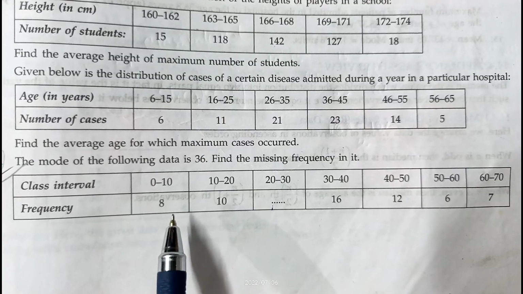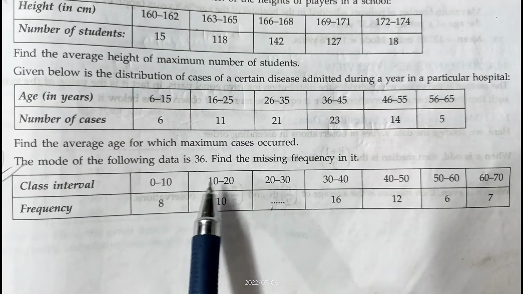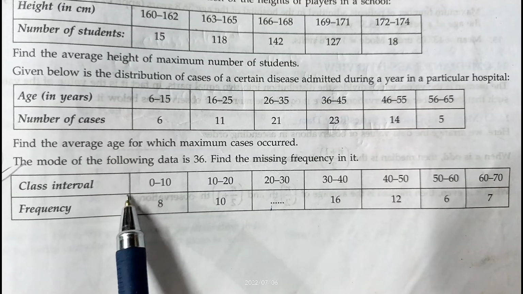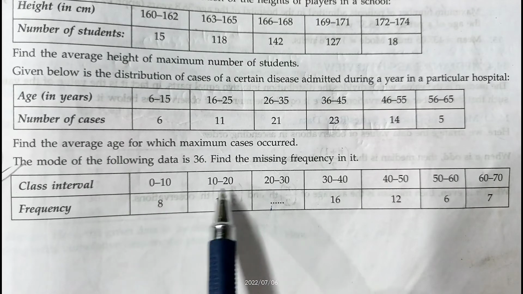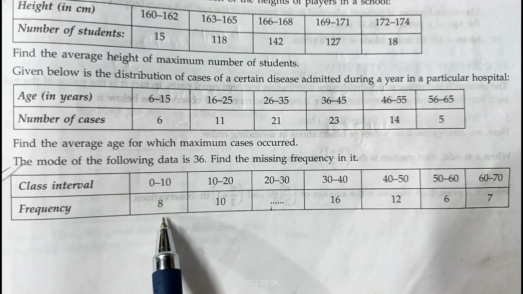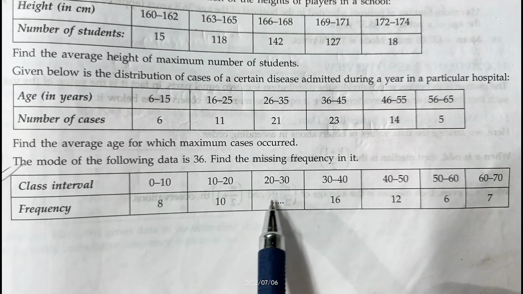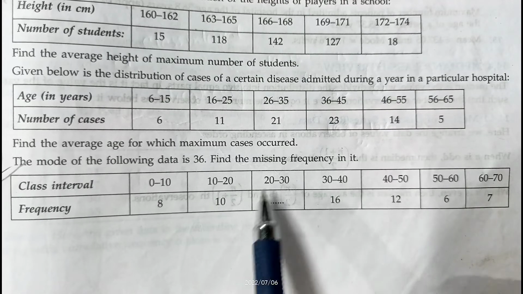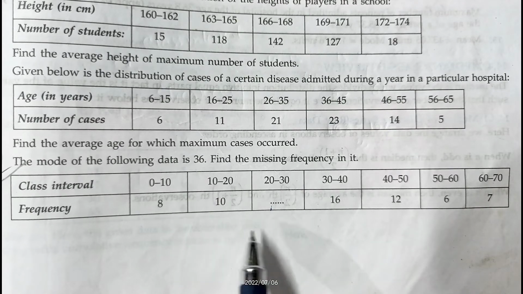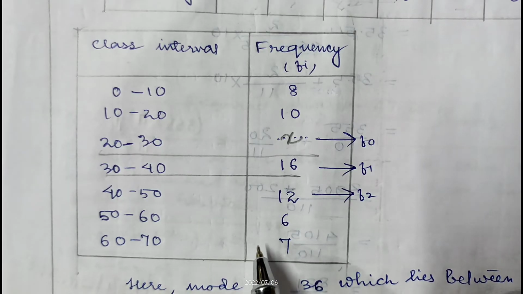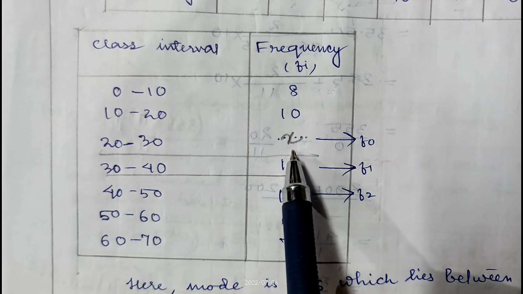In question number 9, it is given that the mode of the given data is 36. We are to find the missing frequency. As you can see, the class intervals are 0 to 10, 10 to 20, up to 60 to 70, and the corresponding frequencies are 8, 10, this value is missing, 16, 12, 6, 7. In this question, the mode is given as 36 and we are to find this missing frequency.